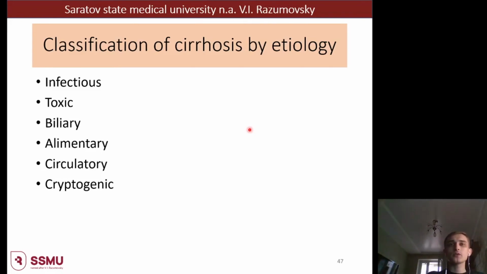Also, there may be an alimentary type of cirrhosis, associated with problems with food and nutrition of the patient. Circulatory type of cirrhosis is associated with problems of blood supply to the organ and with development of portal cirrhosis. And a cryptogenic type of cirrhosis is when the direct cause is unknown.